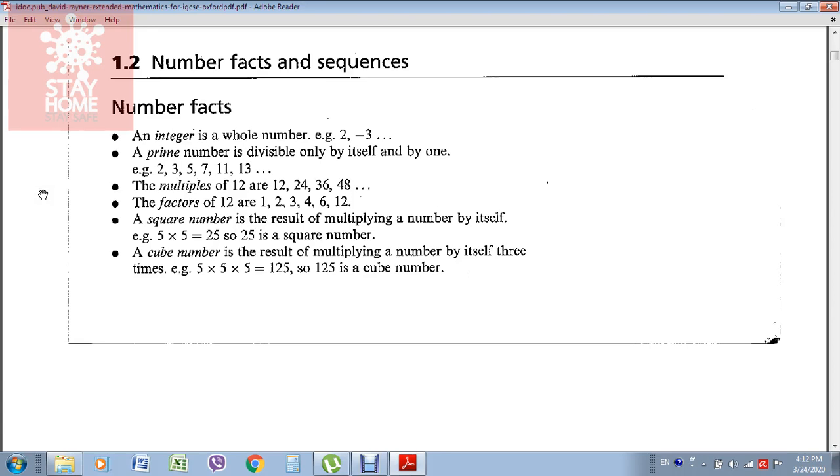Cube number means multiply the value 3 times. 5 multiplied by 5 multiplied by 5 equals 125. This is a cube number. Cube number means multiply 3 times. 5 power 2 will be the square and 5 power 3 will be the cube.